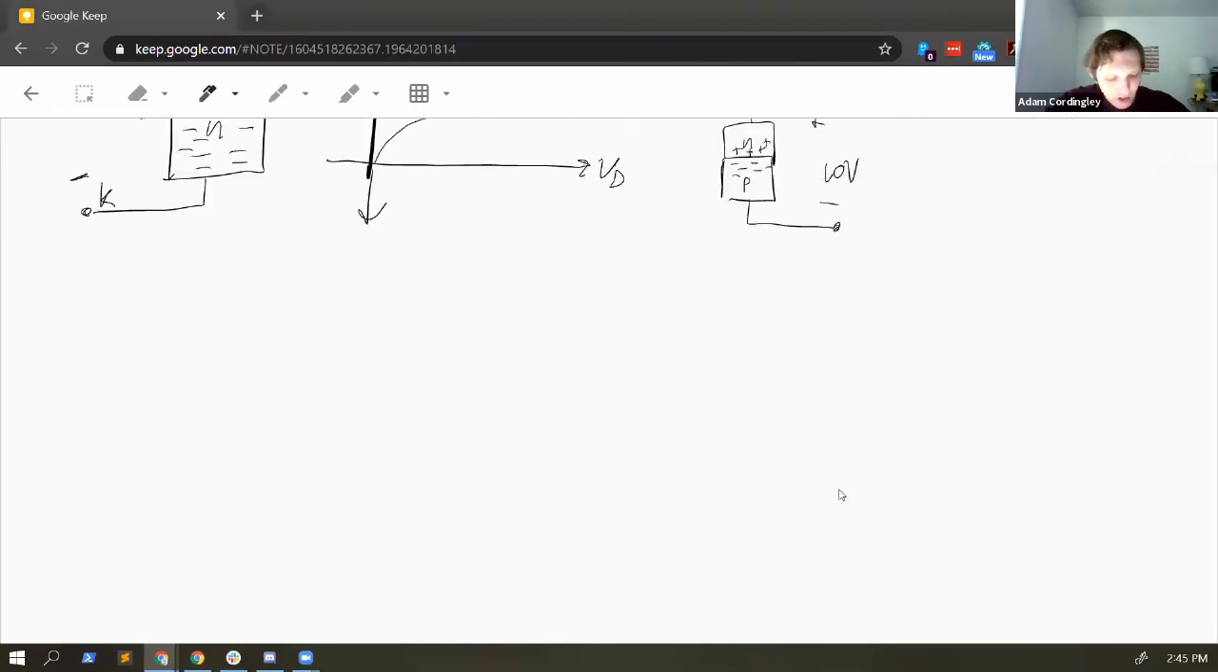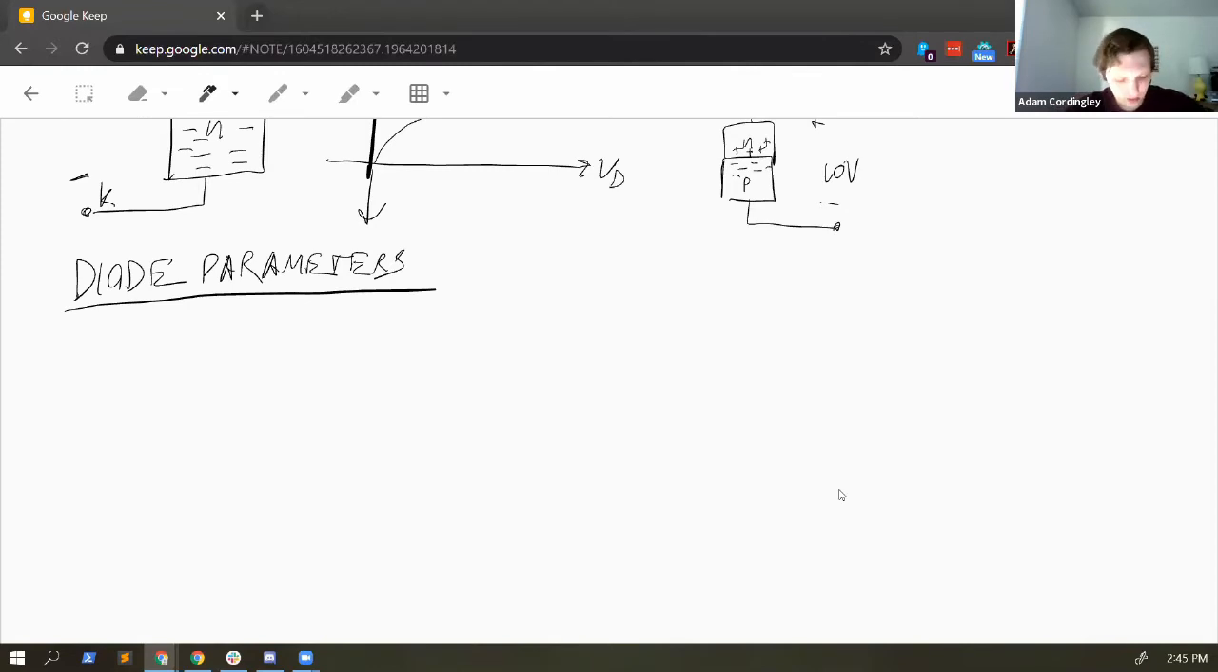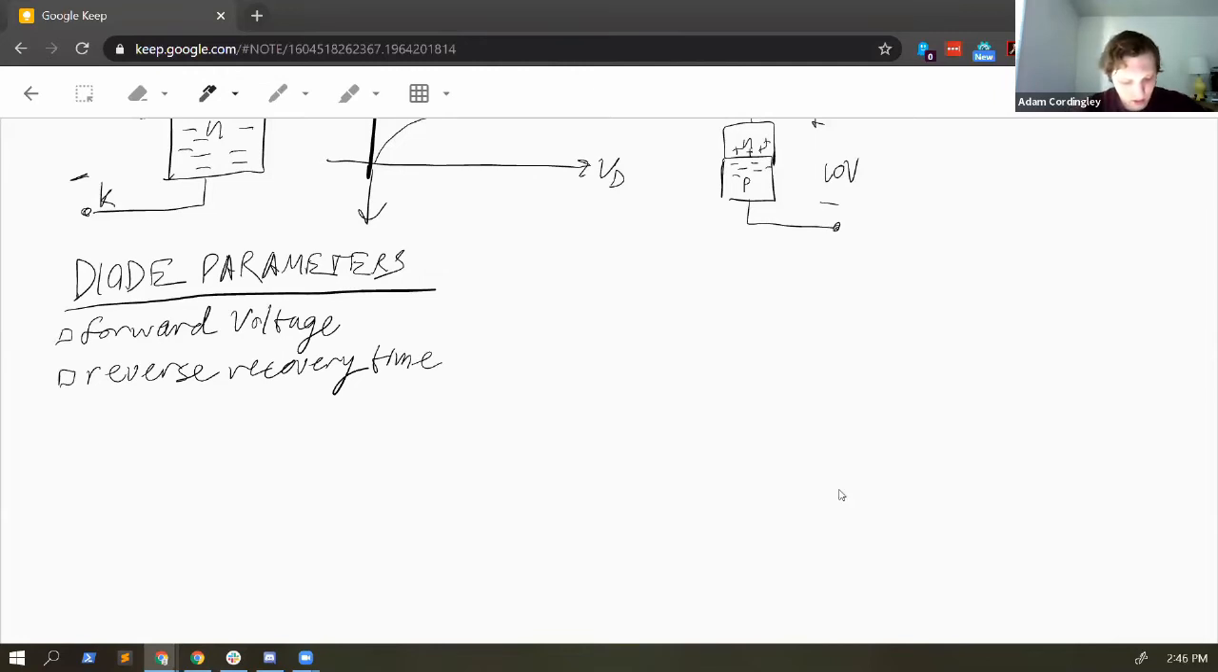So while we're talking about reverse biased diodes, some diode parameters that you'll experience, things like parameters of interest. One of those, of course, we talked about is the forward voltage. Another is what we just talked about. We call it the reverse recovery time. Another one that we care about is called the reverse breakdown voltage.